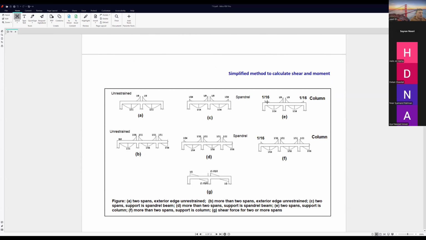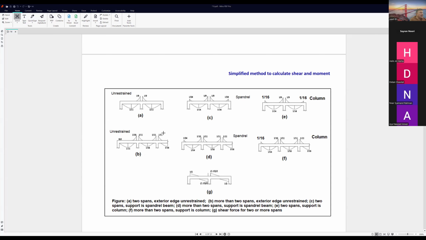What about if we have column? It will be negative movement at the supports, okay? Or restrained column, or restrained support. What's the meaning of restrained support? Here we have WL square over 16, WL square over 14, WL square over 9, WL square over 9, WL square over 14, WL square over 16.